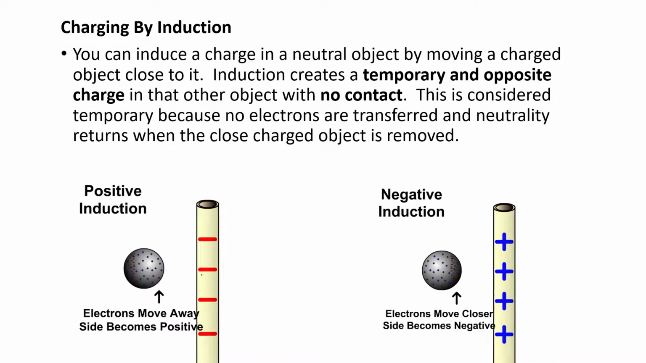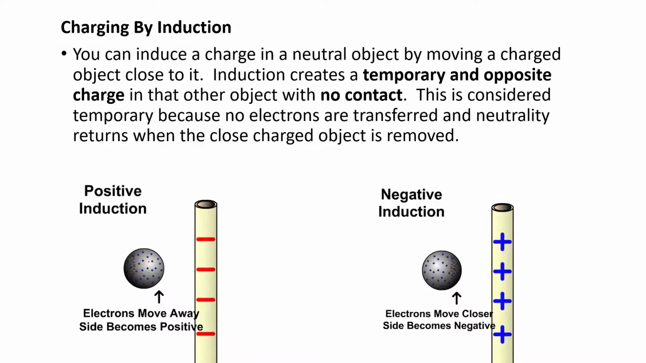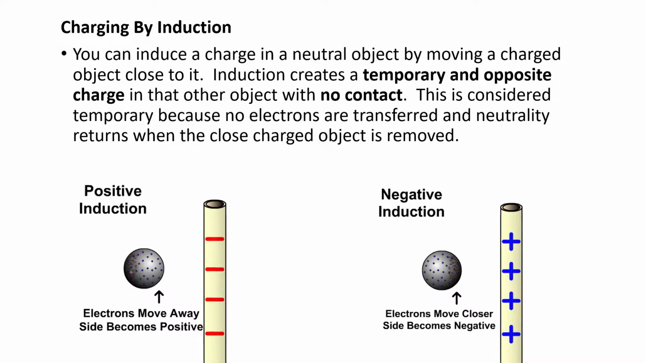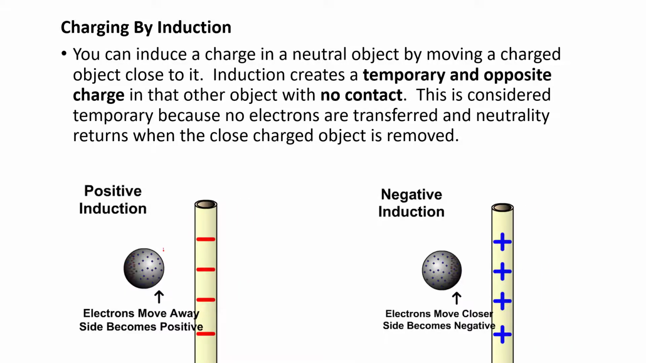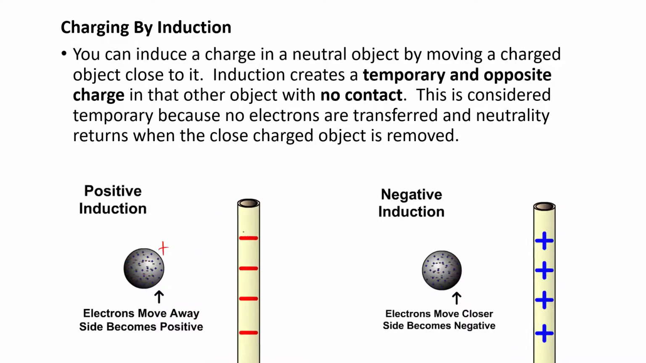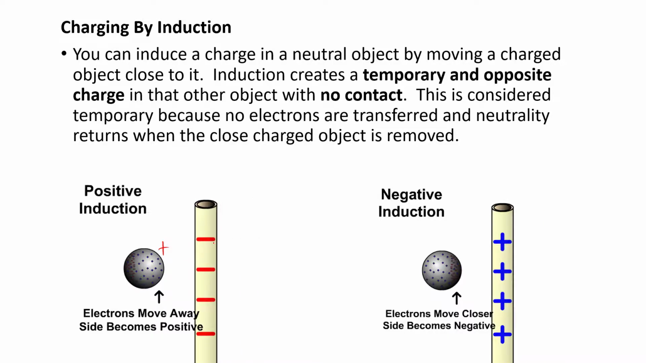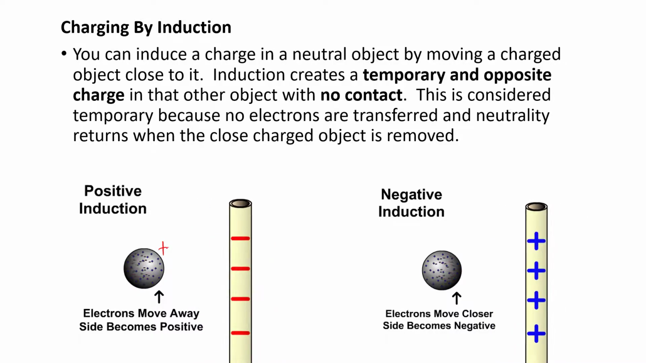But when the negative charge comes close, the protons really don't move very quickly. So the positives stay where they're at. The negatives get pushed away, leaving a positive charge. So what's happening here by induction, you have no contact. You have a negative charge inducing an opposite charge.